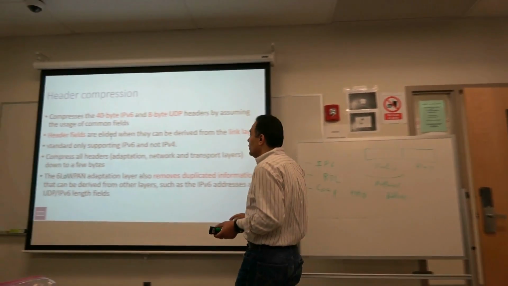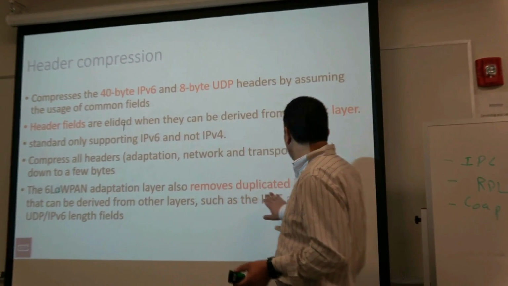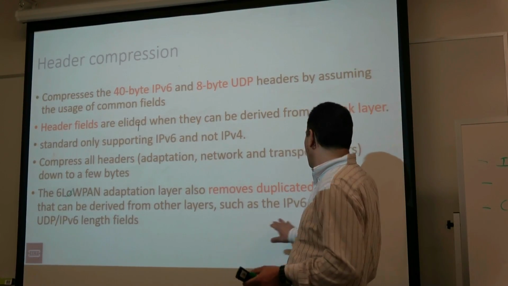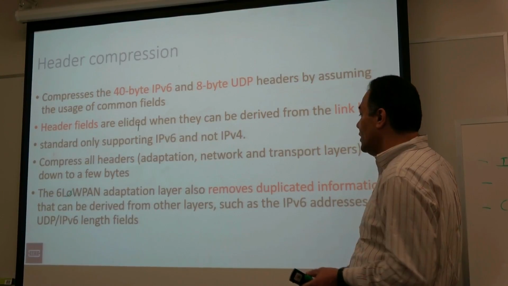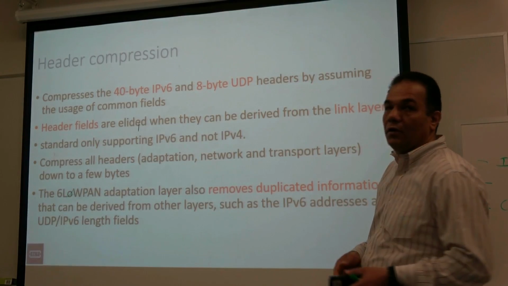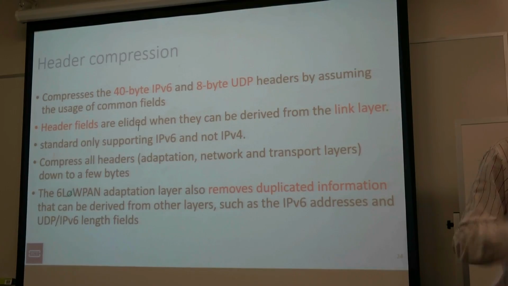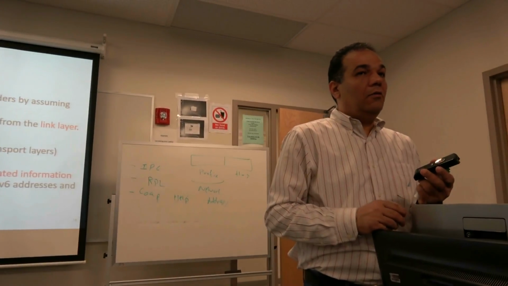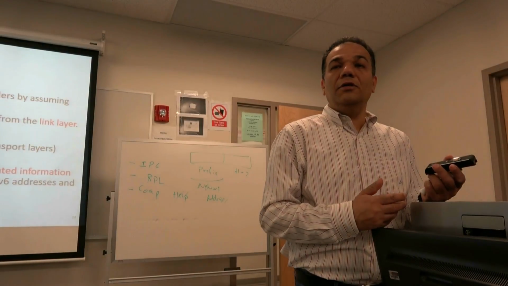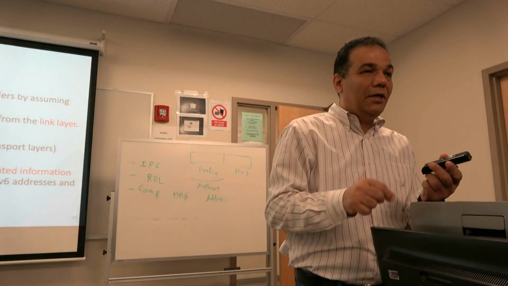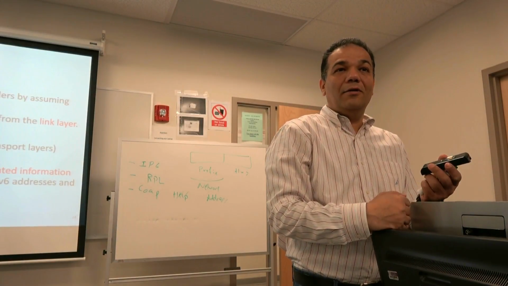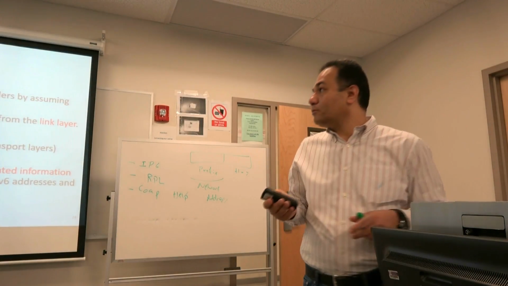So the 6LoWPAN adaptation layer also removes duplicated information that can be derived from other layers, such as the IPv6 addresses and UDP length fields. Part of the header for UDP is the length. Do you need it? You don't need it, because you could calculate it when it goes down to the IP layer. So don't include it, right?